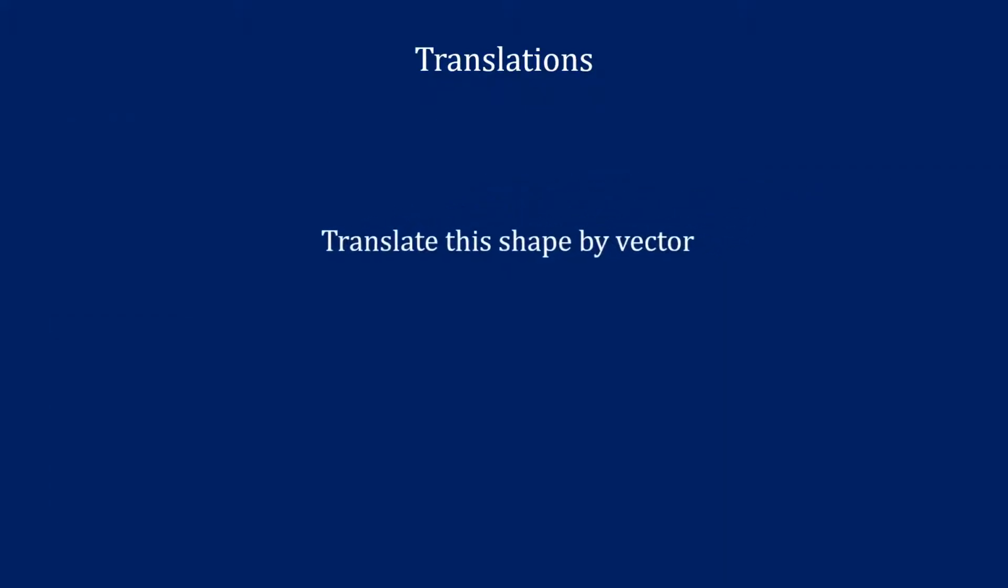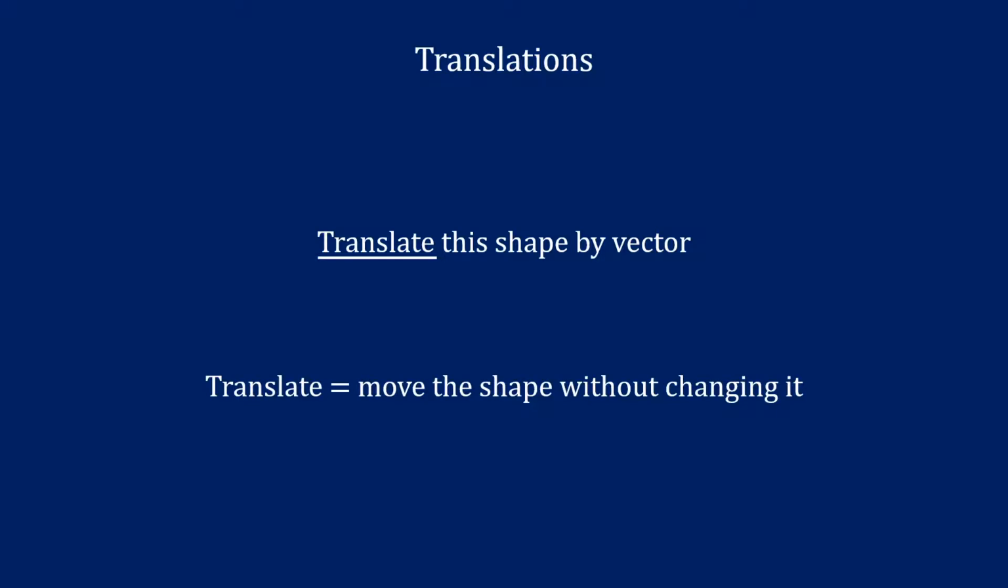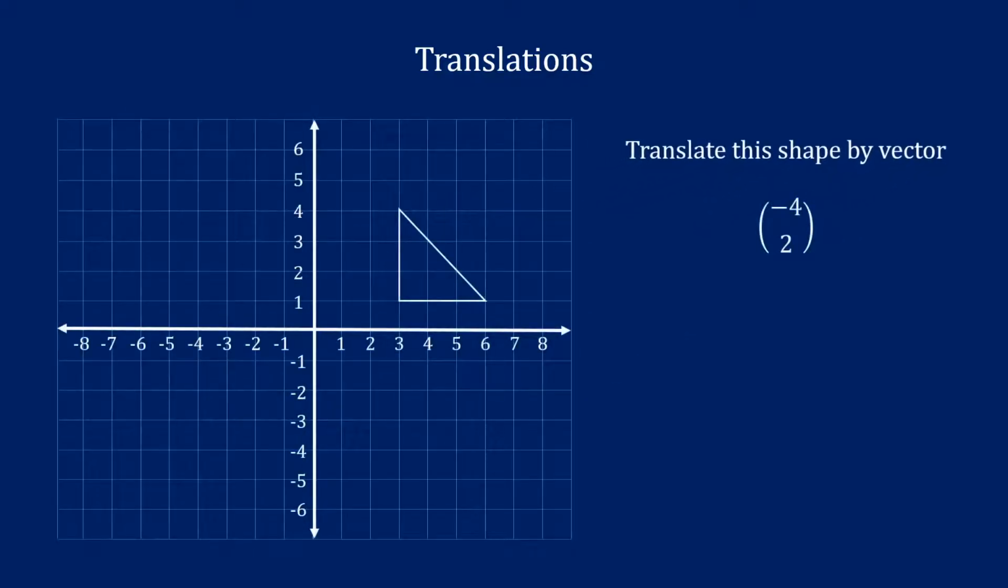So first of all, translate this shape by vector. Okay, translate, what does that mean? That means that we're going to move the shape without actually changing it. So we're just going to move it around the grid. Cool? Then we have that thing on the bottom, the vector.